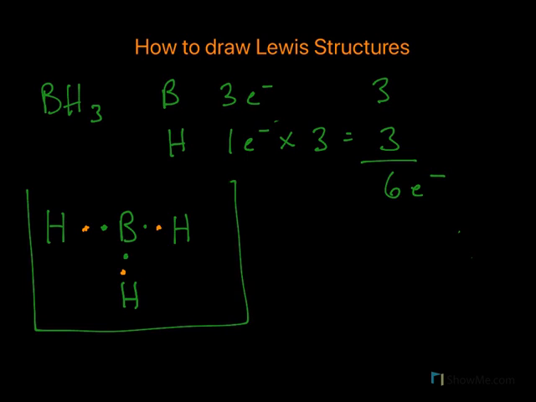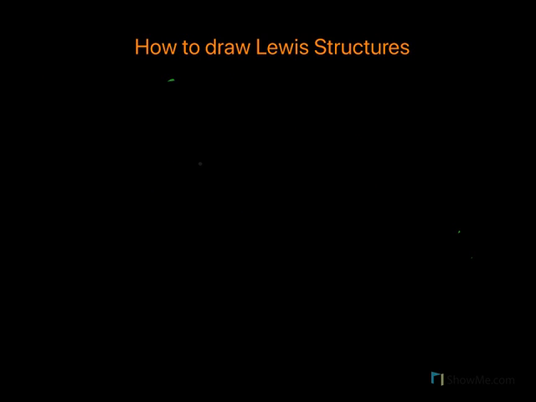So this is the Lewis structure for boron trihydride. So let's look at another molecule, phosphorus trisulfide, and it is an anion. At least it has a negative charge to it. It is not a neutral molecule.